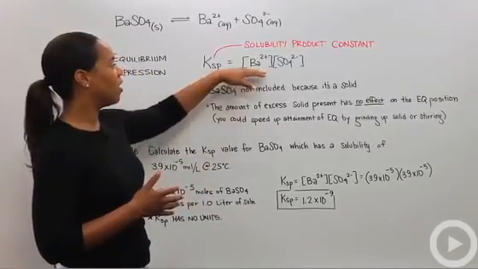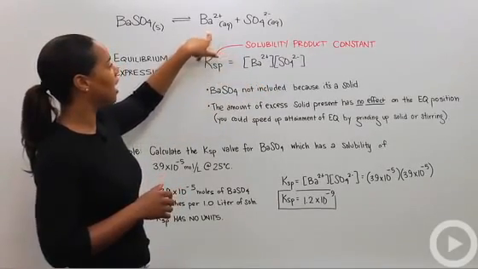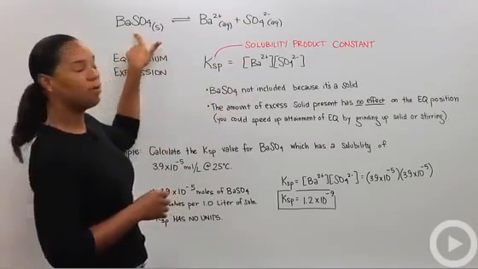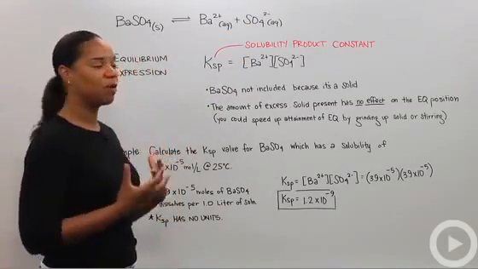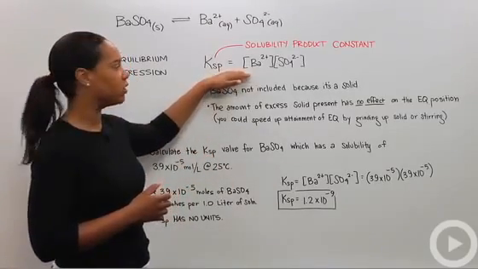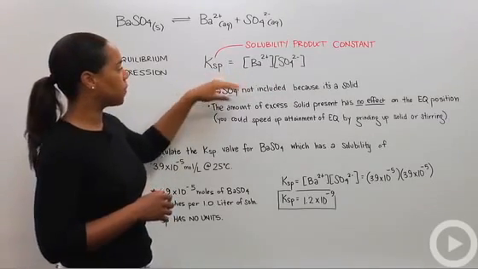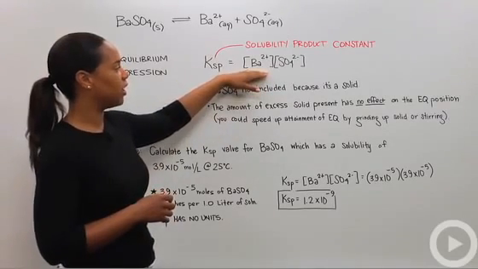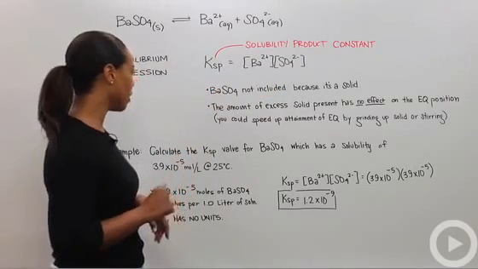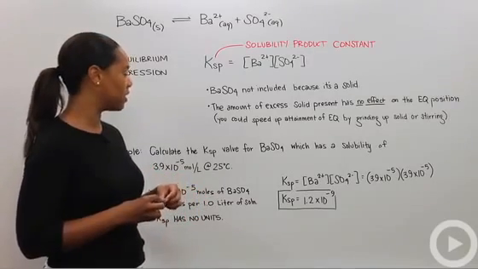So we still have products over reactants. Here our products are the barium 2+ ion and the sulfate 2- ion, and it would be over barium sulfate. But we're also going to remember that solids are not involved in the equilibrium expression. So here it is omitted, meaning Ksp is only dependent on the concentration of barium ions and sulfate ions in solution. All right, so let's do an example with some numbers.